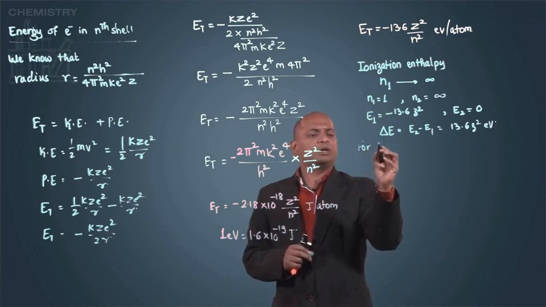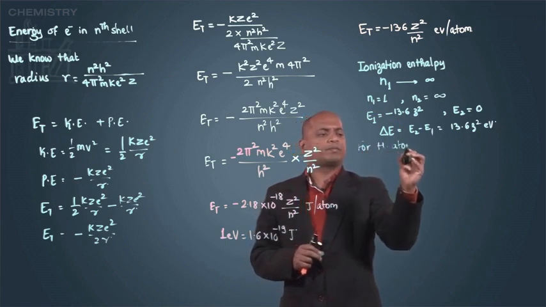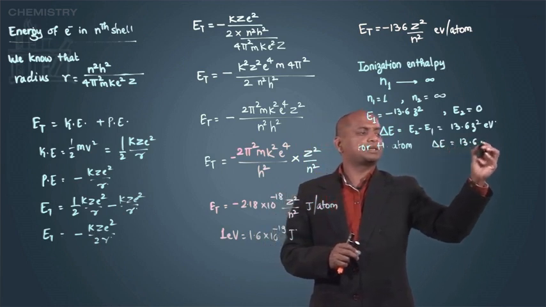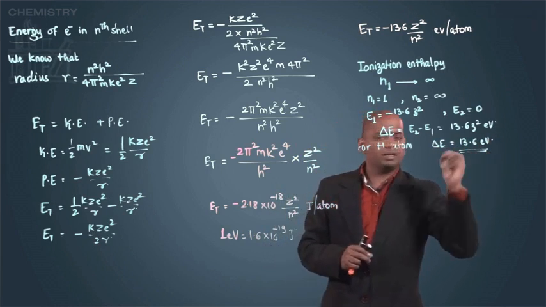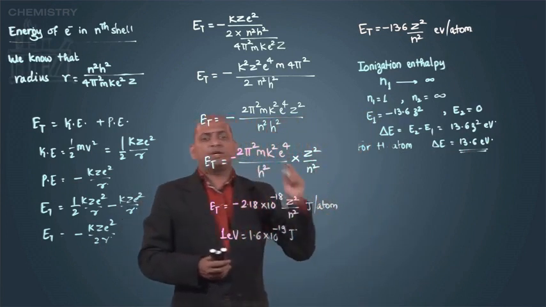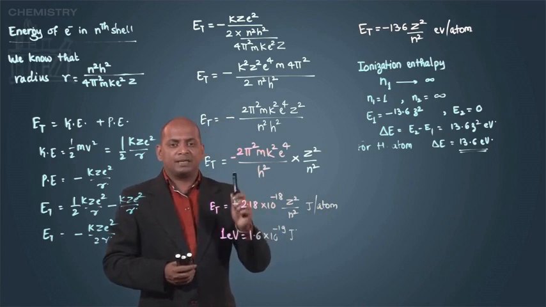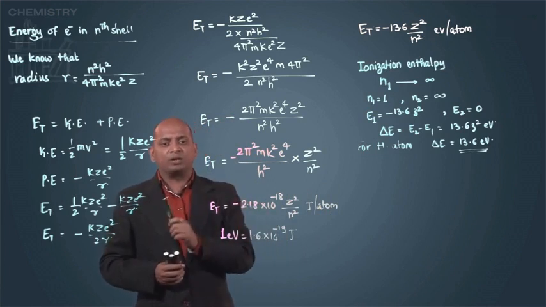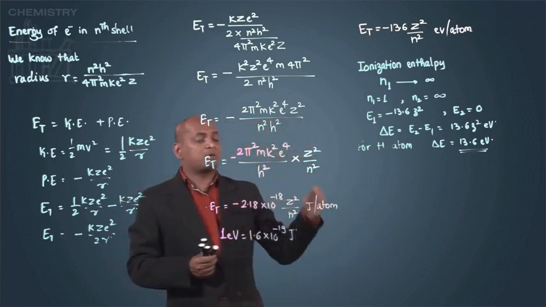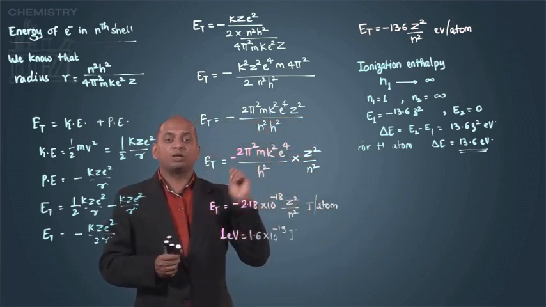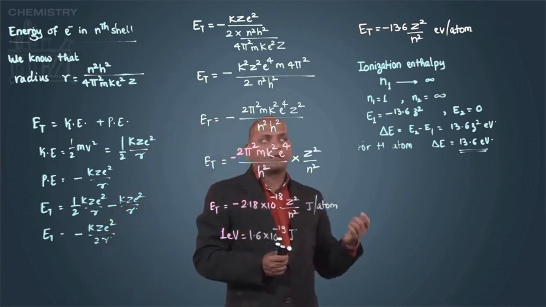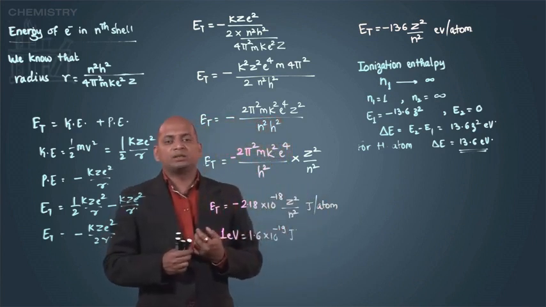So for hydrogen atom, delta E becomes 13.6 electron volt. What do you mean by this? This means the ionization enthalpy of an electron present in the first shell of hydrogen atom is 13.6. Means this much amount of energy is required to remove electron from first shell. So this is the concept for the ionization enthalpy.